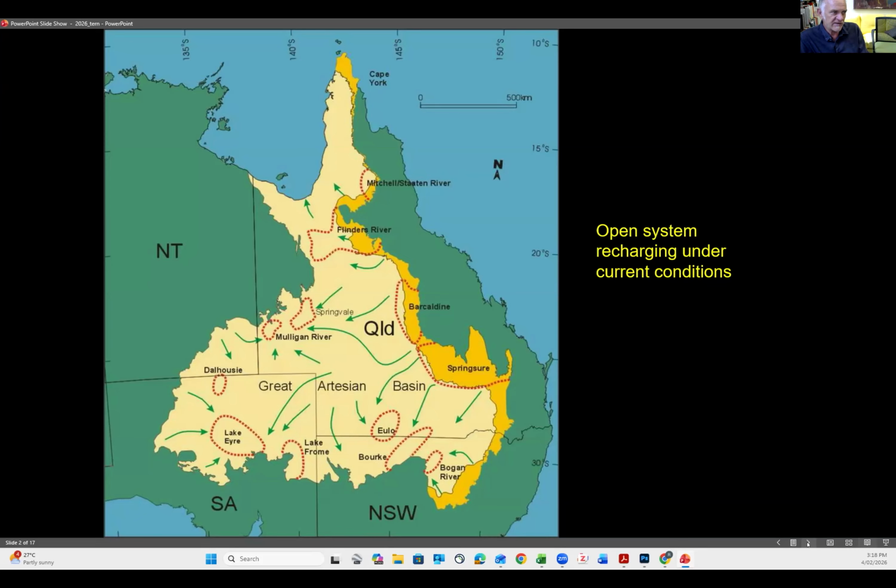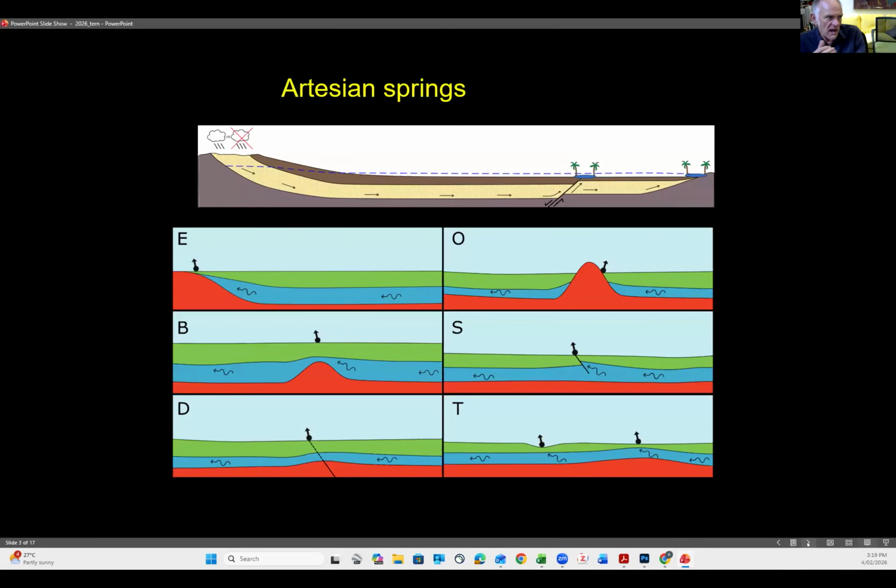Now, a confined aquifer system, you can think of that like a pressurized balloon full of water squashed by a blanket. So the pressure comes from the blanket, and also the pressure comes from the elevated areas on the edge that provide the hydraulic gradient. And the springs will pop out where they can in this pressurized system. The green's the blanket. The blue here is the pressurized balloon.